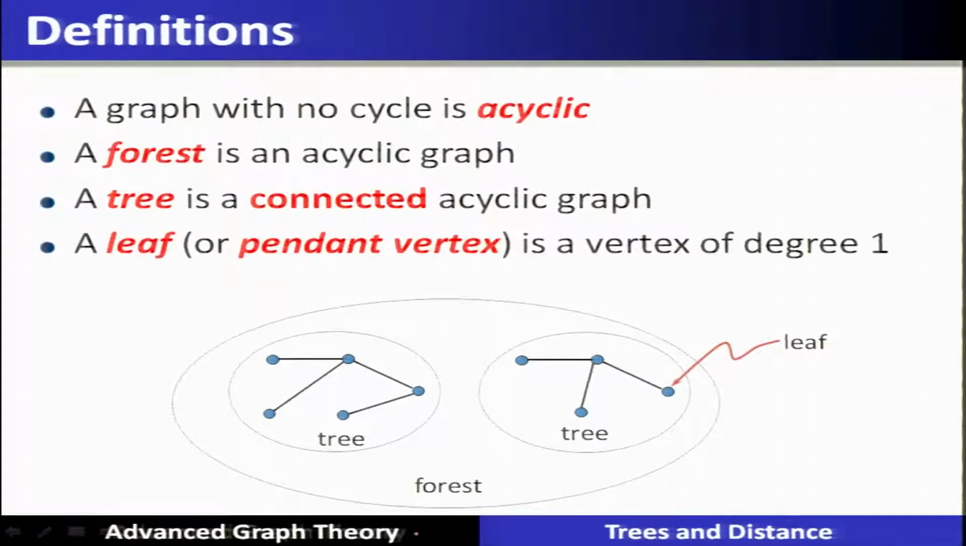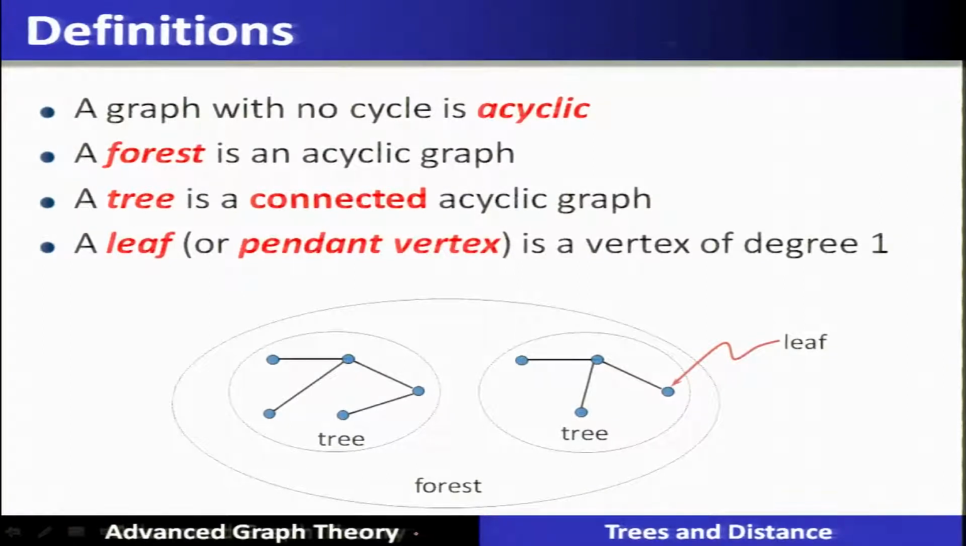Then one more element is introduced in the tree for our discussion, that is called a leaf or a pendent vertex. A leaf or a pendent vertex is a vertex of degree 1. Let us see the example over here.